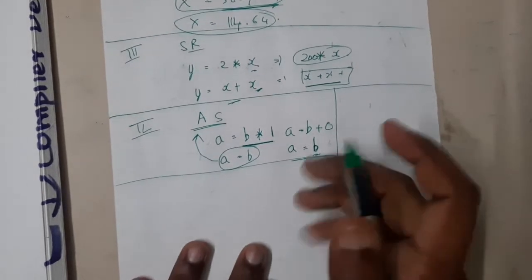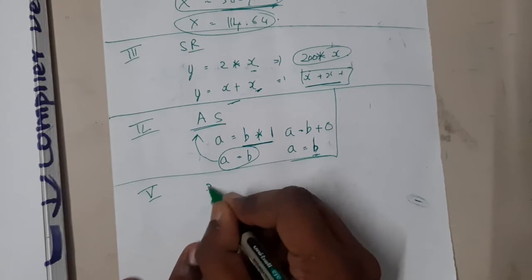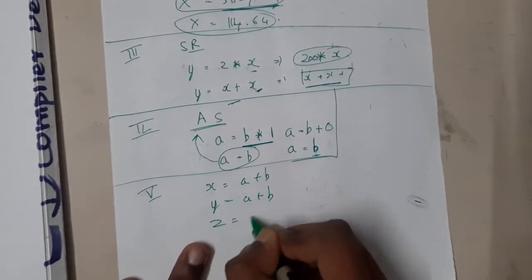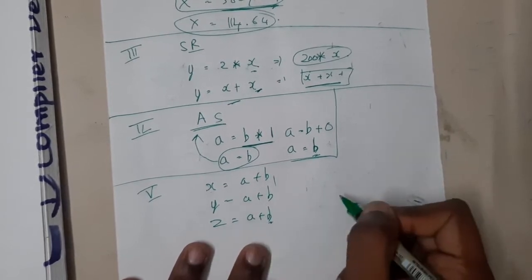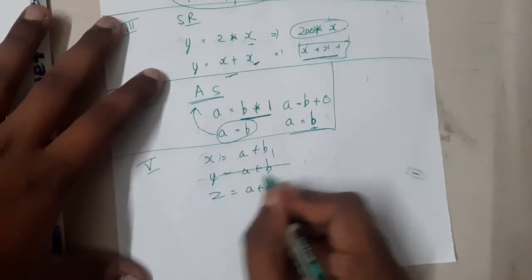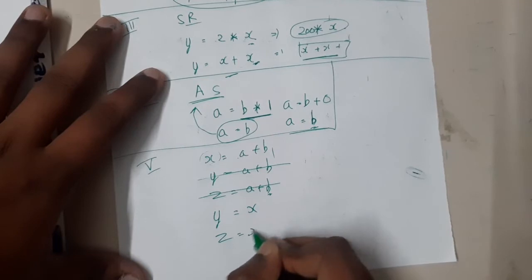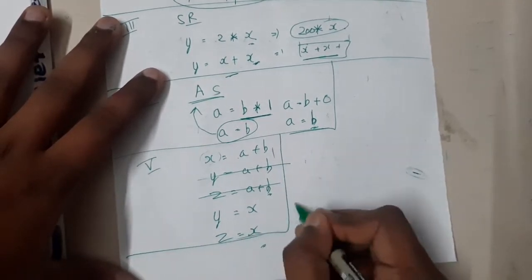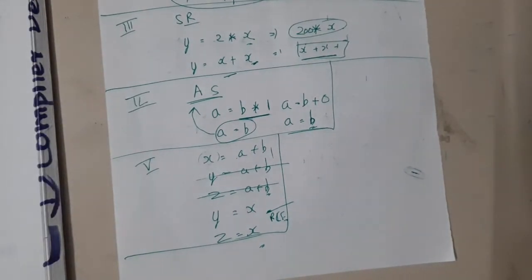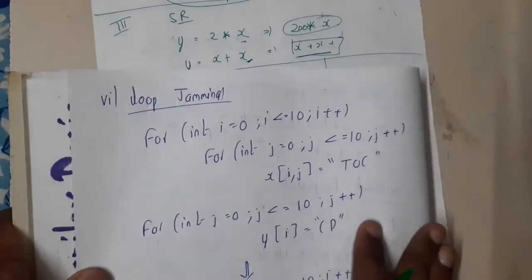Similarly, moving on, there is redundant code elimination. There is some redundancy in your code: x = a + b, y = a + b, z = a + b. Do I need to calculate it again and again? I will calculate it once and store it in x. Now, instead of redoing a + b, I can directly write y = x and z = x. That is nothing but redundant code elimination. So repeated code that is available, we are eliminating it. And moving on to loop jamming.